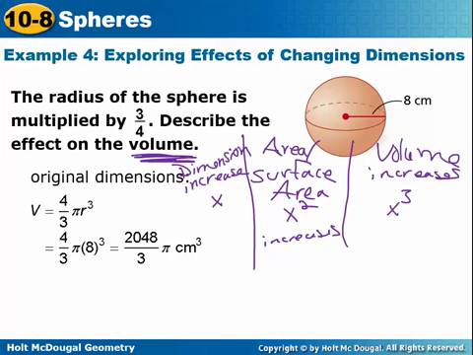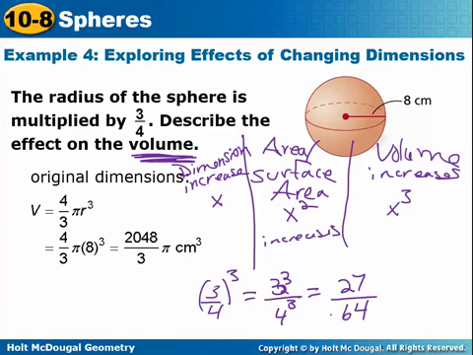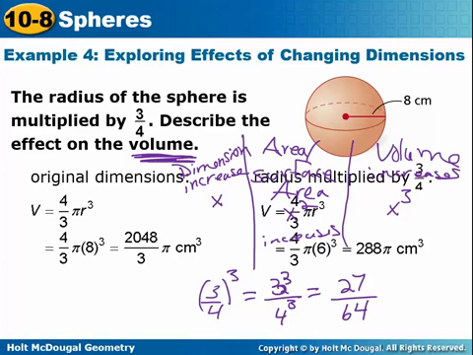So if the radius of the sphere is multiplied by 3/4, and we're looking for volume, then we look at the chart. Oh, it should be cubed. So I'm going to cube 3 cubed over 4 cubed. So 3 cubed is 27, 3 times 3 times 3. 4 cubed is 4 times 4 is 16 times 4 is 64. So the answer for this is that the volume would increase. I'm just going to double check my, yeah, that's right. The volume would increase by 27 over 64.